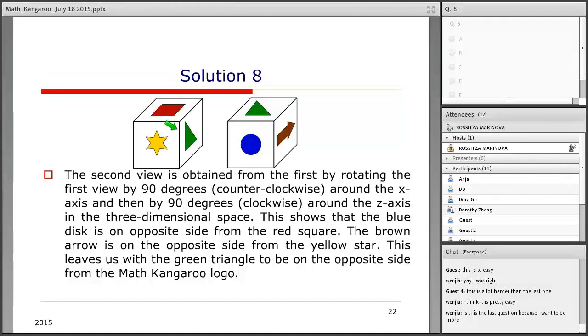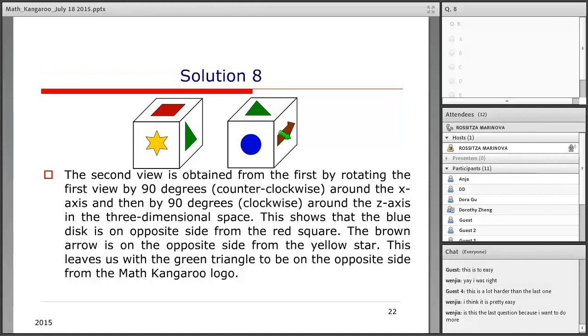So if you rotate this 90 degrees on the x-axis, now I know that x-axis, y-axis, z-axis is not what you might have done, but just to put it in simple language, if you try to rotate it counterclockwise, which is the opposite of the side the clock turns. So it's a counterclockwise turn. And then again if you turn 90 degrees, what you will see is that the blue disc should be on the opposite side of the red square, because when you turn this over here and then again rotate it, your red square is going to be on the opposite side of your blue disc.